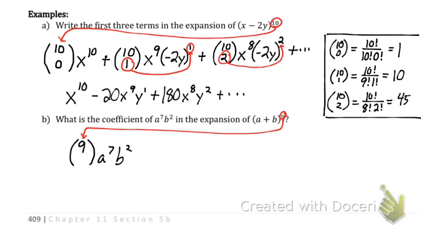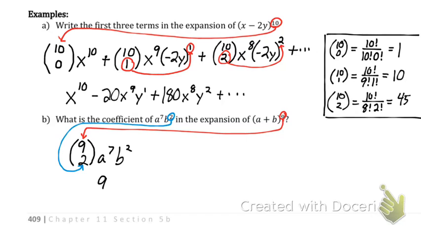All right, what goes on the bottom? Carolyn? 2 goes on the bottom. Because you remember from the one before it, I said this bottom number always matches with our second exponent. So if my second exponent is on b, so we have a to the 7th, b squared, we're going to take that 2 and put it on the bottom. So our leading coefficient is just 9 choose 2.